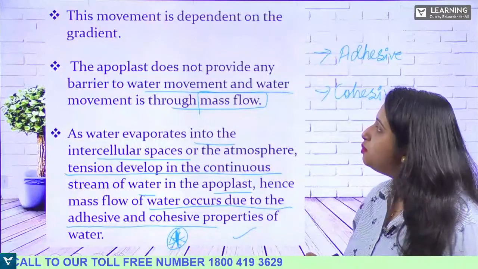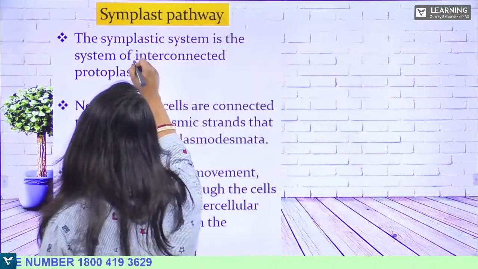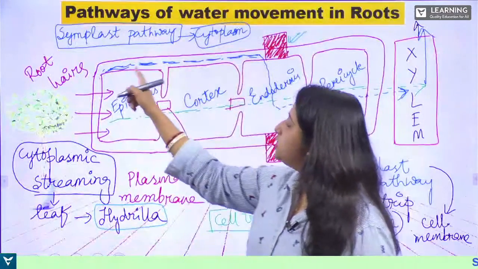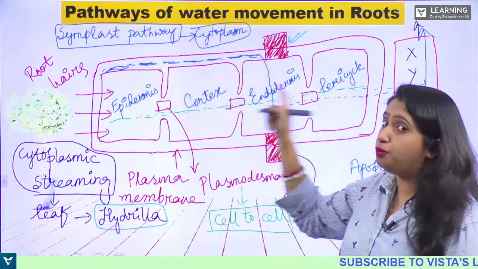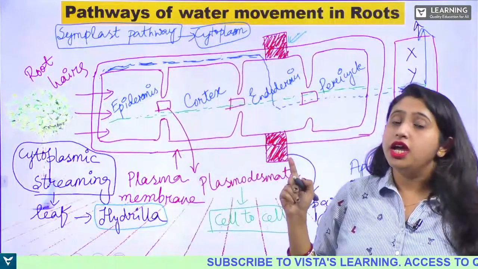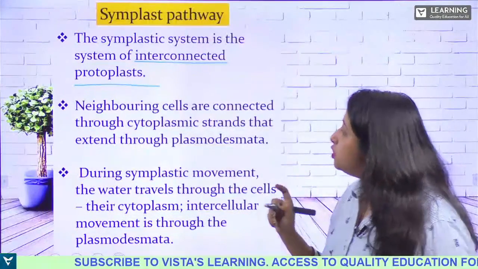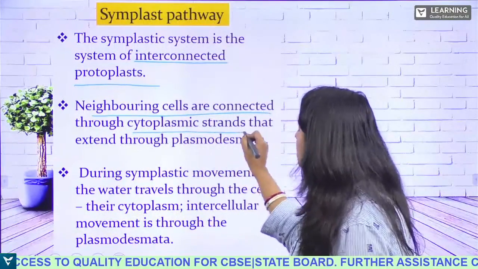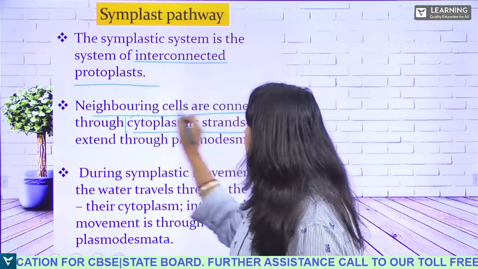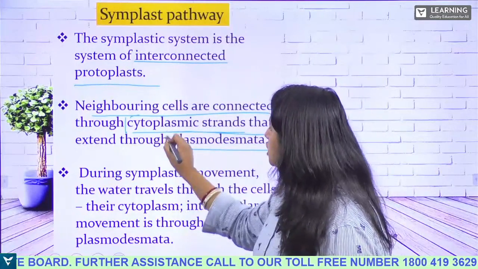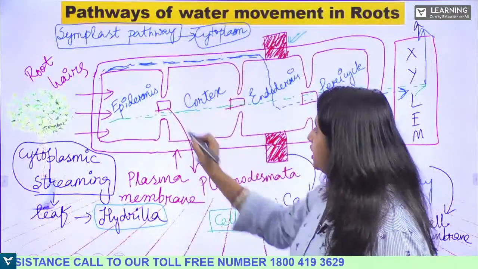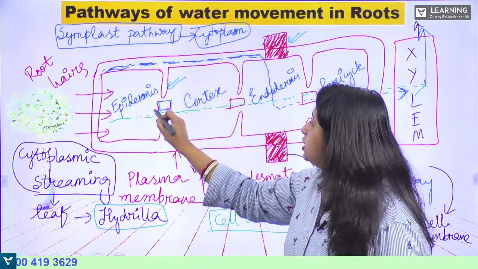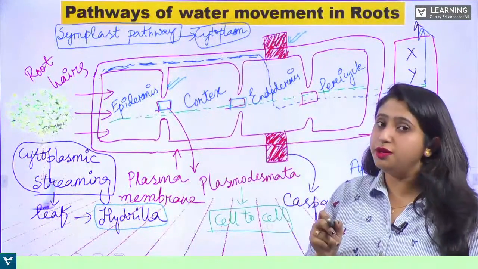So what happens in the case of the Symplast pathway? It is the system of interconnected protoplasts through which the water molecules can cross the cytoplasm. Neighboring cells are connected through cytoplasmic strands, and these extend through plasmodesmata. So here they are connected through the cytoplasmic strands, and this is the plasmodesmata in the Symplast pathway.